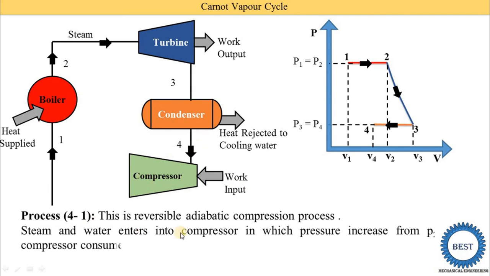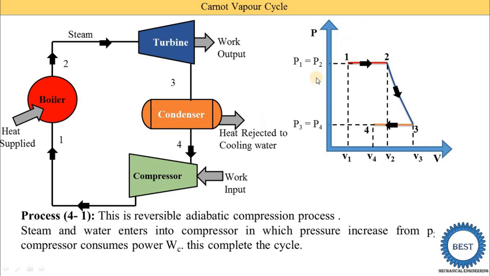Steam and water enter into the compressor, meaning at point number 4 it is not necessarily a completely water state; some particles of steam are also there. So steam and water enter into the compressor, in which the pressure is increased from P4 to P1, and the compressor consumes some work, denoted as WC, and this completes the cycle. Here we close it at point number 1, the outlet of the compressor, so the cycle is completed.